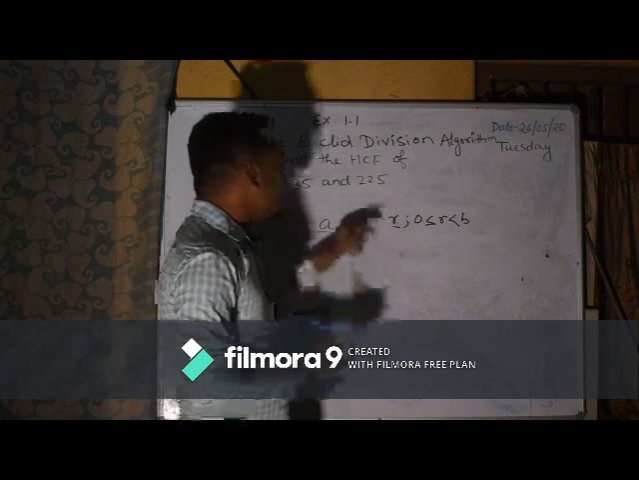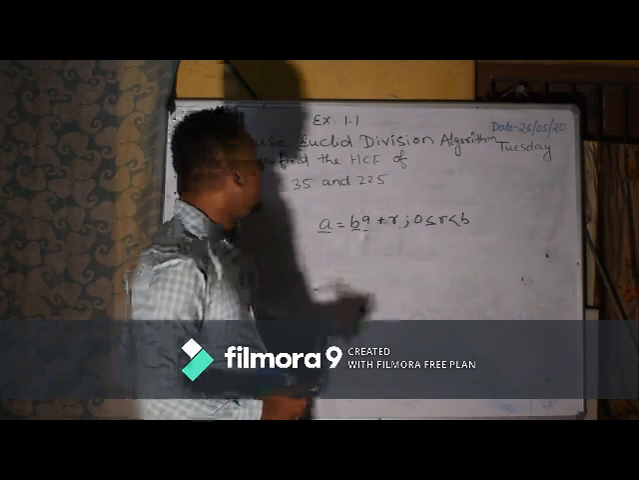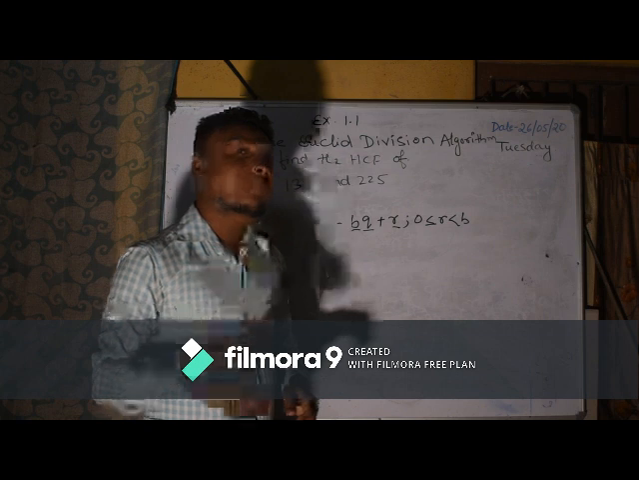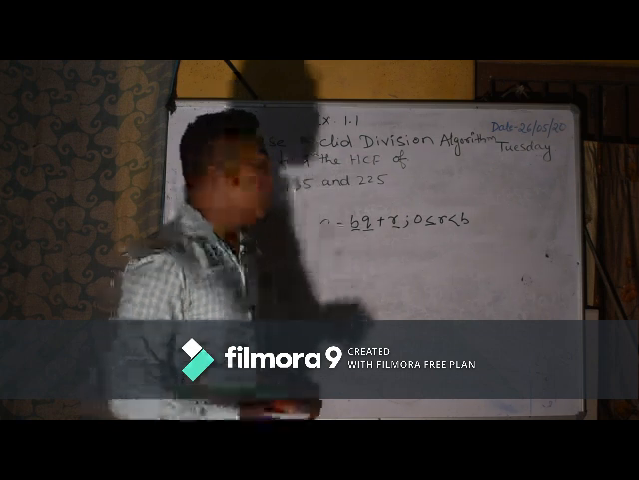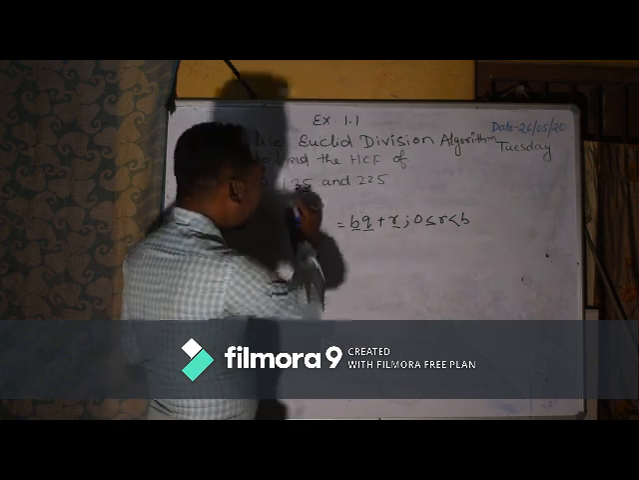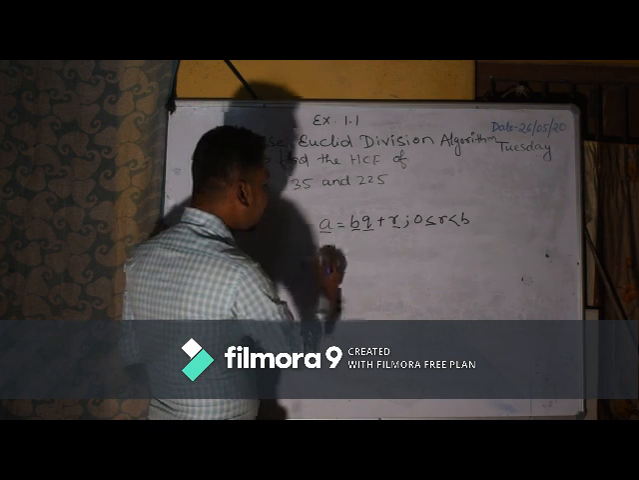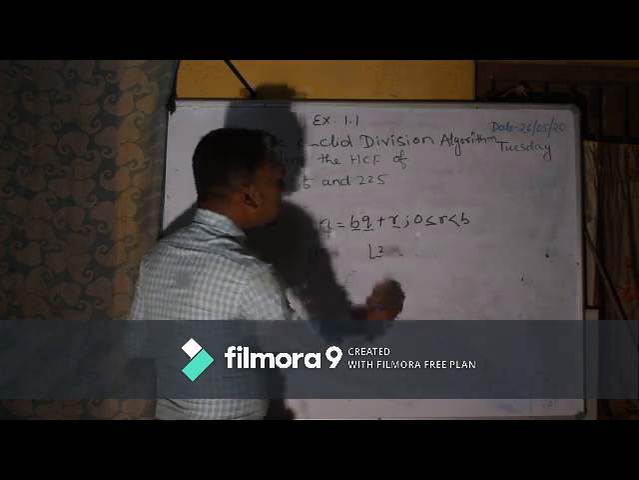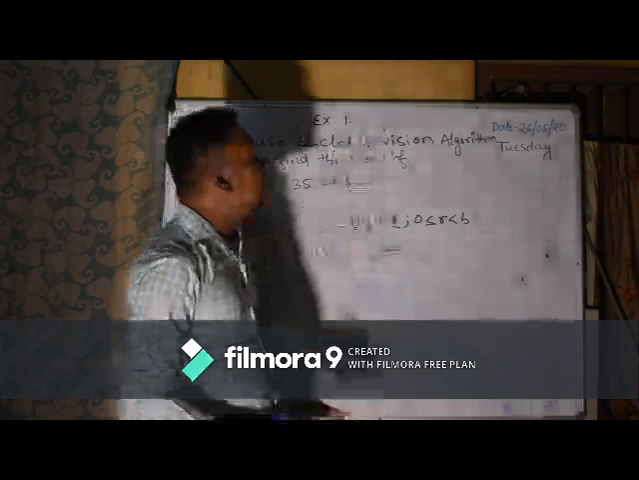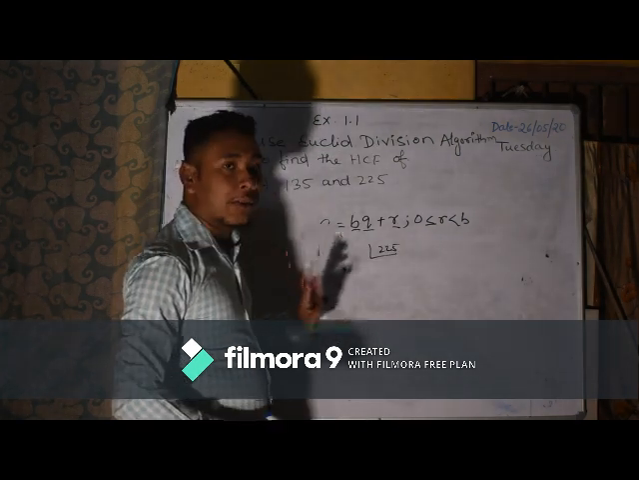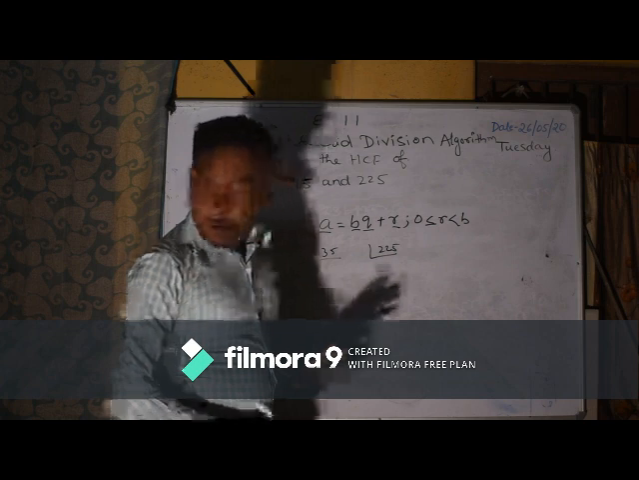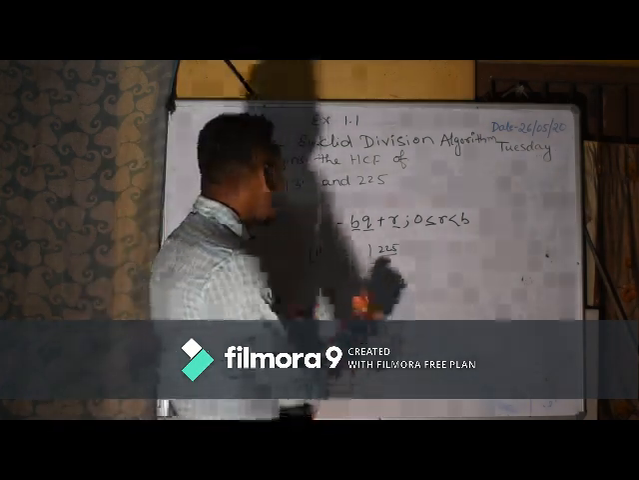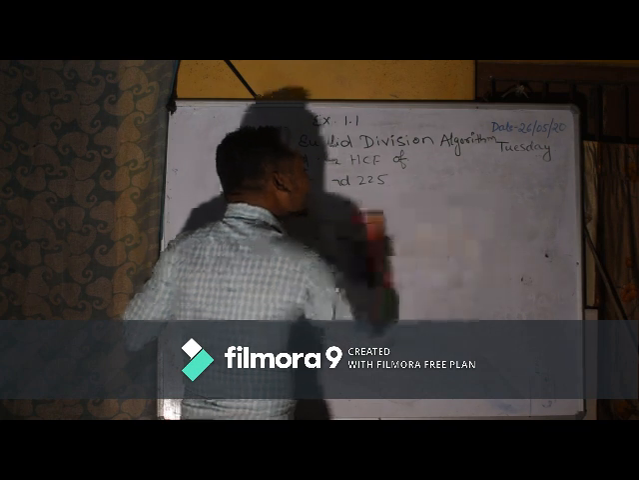Using this Euclid division algorithm, we can find the HCF of the given two numbers. In earlier classes, for example with 135 and 225, we used to do it a different way. But in class 10, we will use the Euclid division algorithm, not the factorization method. Hope you have understood the previous one. Now let us begin exercise 1.1.